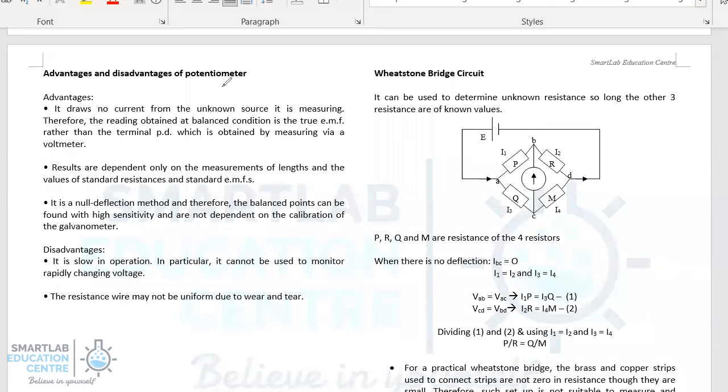Okay, the advantages and disadvantages of the potentiometer. First, there's no current drawn from the unknown EMF source. That is important because if you were to use a voltmeter, there would be some current flowing in the EMF source and the internal resistance, and factoring in the potential difference across the internal resistance, it will give rise to some inaccuracy. Second, results are dependent only on the measurements of length, which depends on the potential difference across the entire potentiometer. We could improve its sensitivity by placing a rheostat to reduce the potential difference per cm of the potentiometer wire.